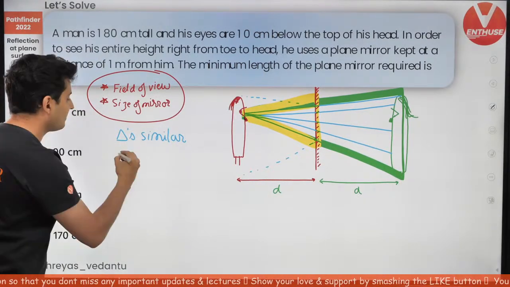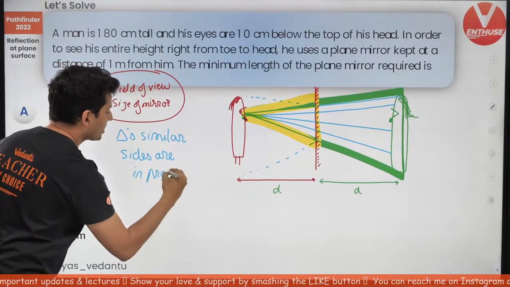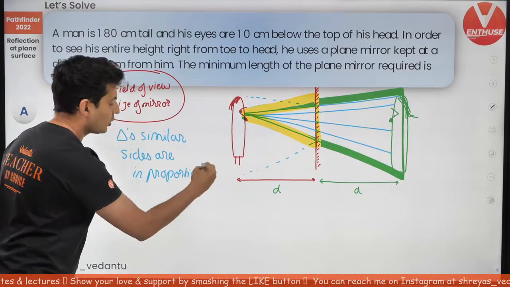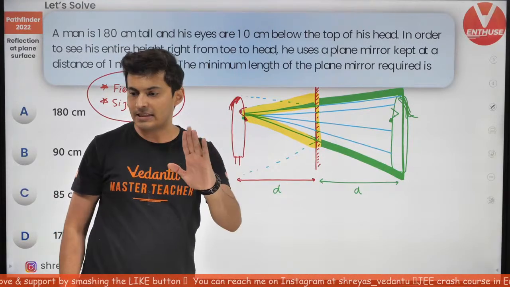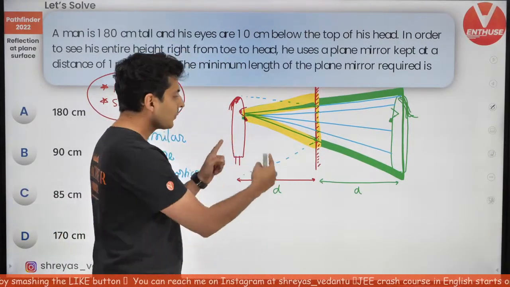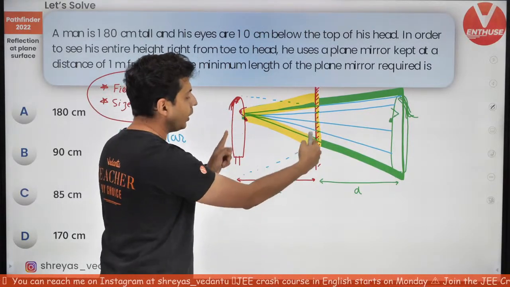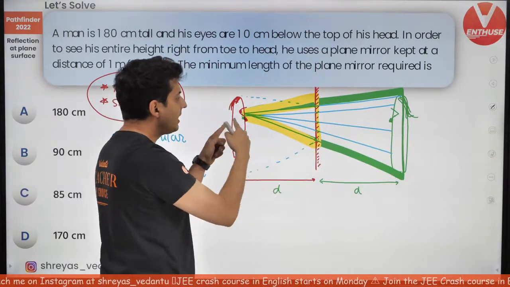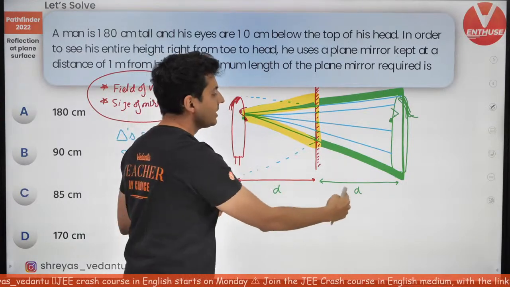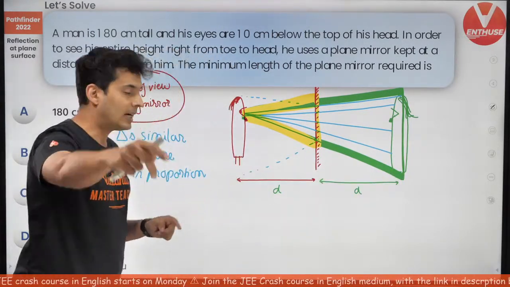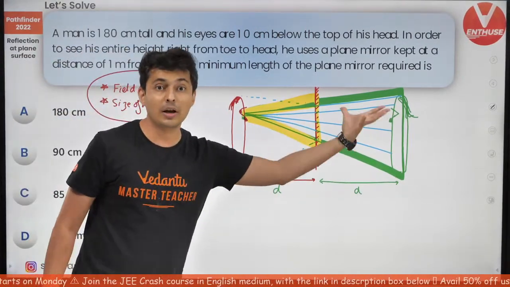If the triangles are similar, the sides are in proportion, right? The sides are in proportion, 1:2, 1:3, whatever is the proportion. Everybody gets this? Now, look at this. If the small yellow triangle has a height of D, the big triangle has a height of 2D. That means the sides are in the proportion of 1:2. Small triangle is 1, big triangle is 2.